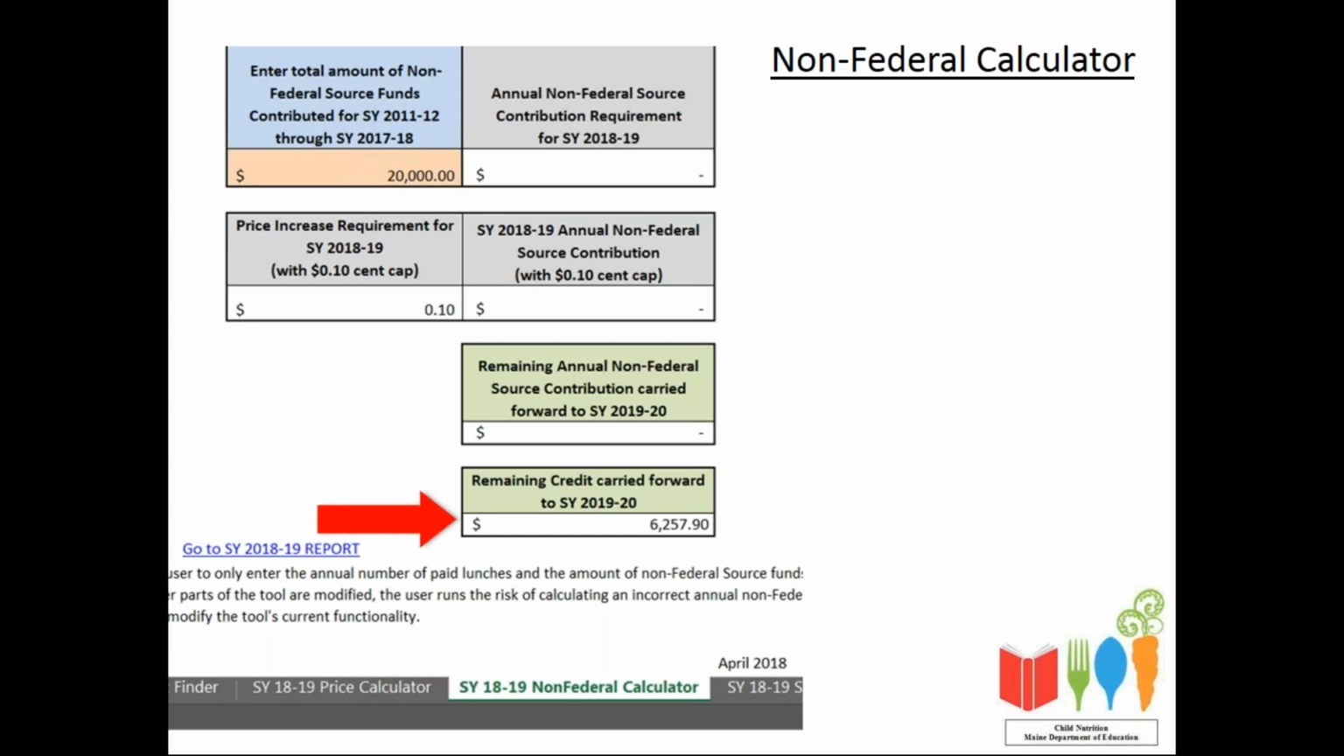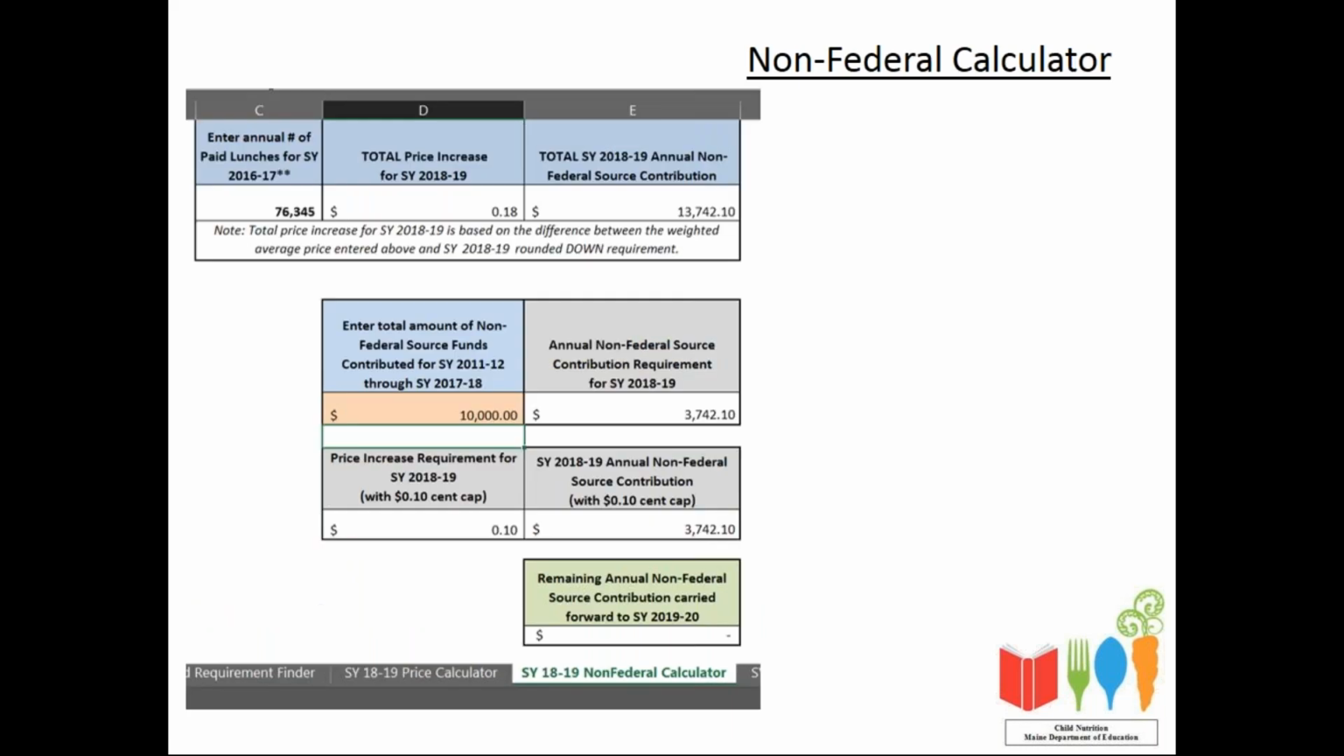Now let's see what it looks like when the program has not received sufficient funds. In this example, based on the annual paid lunches from SY 16-17, a non-federal contribution of $13,742.10 is necessary. However, the program has received $10,000 in non-federal funds from school year 2012 to 2018. Therefore, the non-federal requirement is now $3,742.10.